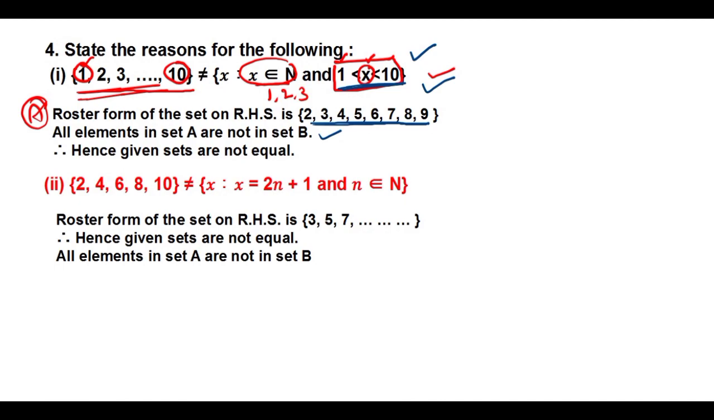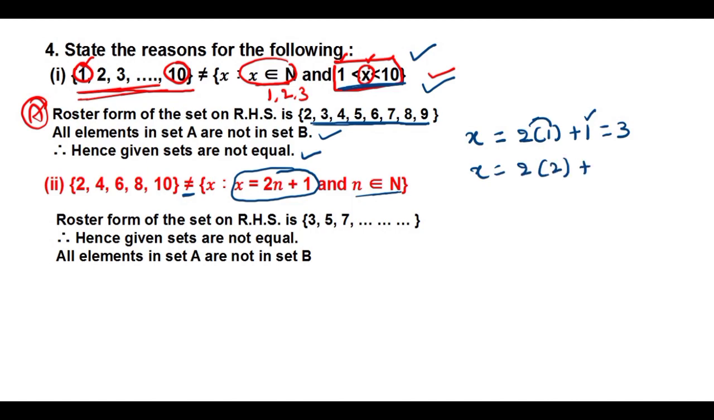So all the elements in set A are not in set B, hence A is not equal to B. Got it? Second one, here also it is given as not equal. So the question is already not equal, and it is asking why they are not equal. On the right hand side we have X equal to 2n plus 1, and n is a natural number. Natural numbers begin with 1. Now I substitute 1 in the place of n: 2 ones are 2 plus 1, that is equal to 3. Take 2 next in the place of n: 2 twos are 4 plus 1, that is equal to 5. Next number is 3: 2 threes are 6 plus 1.